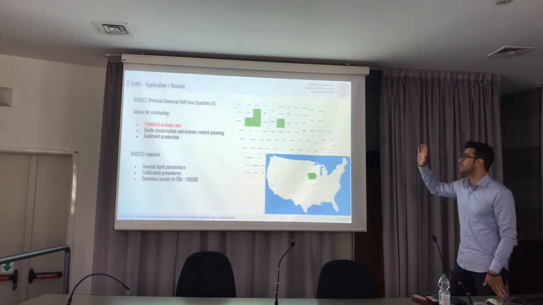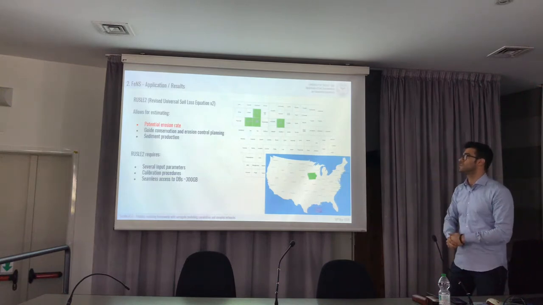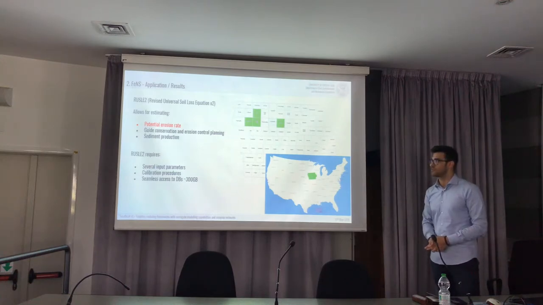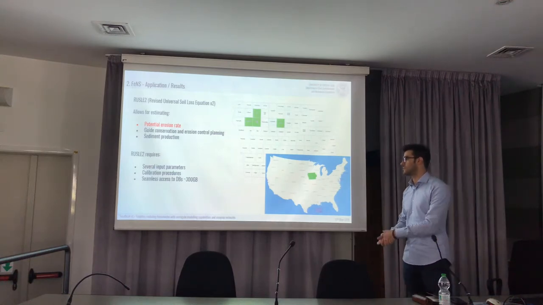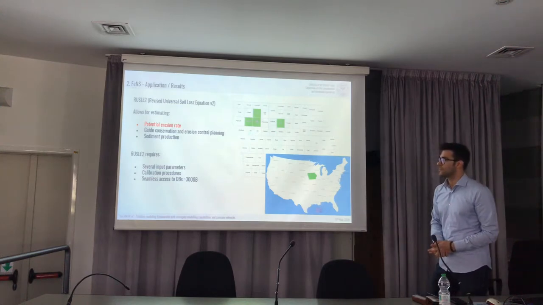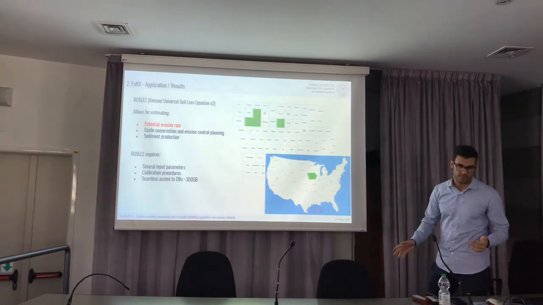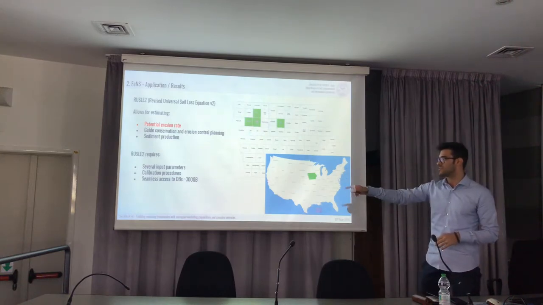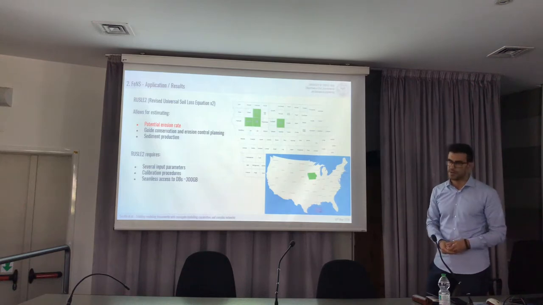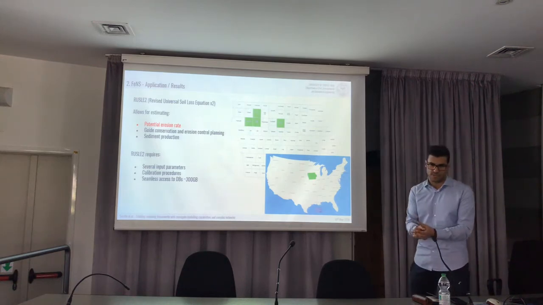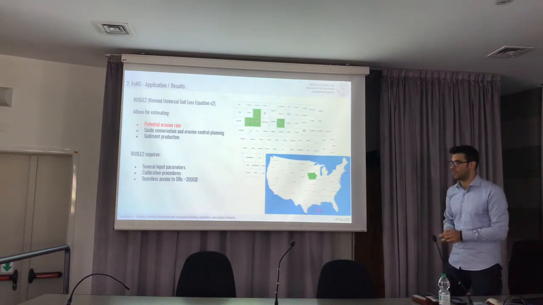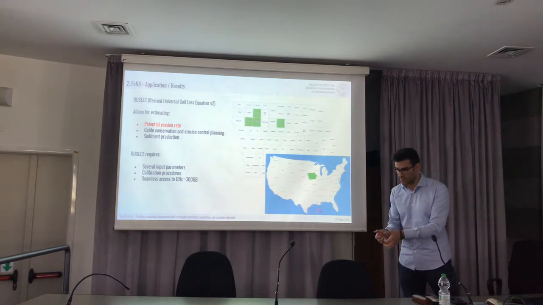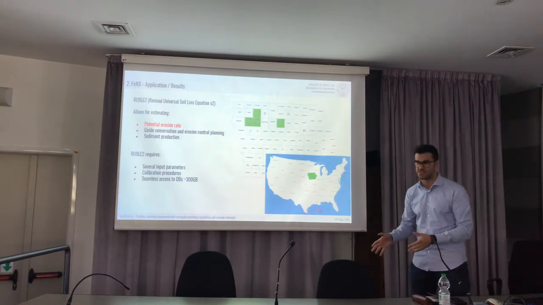So, application results. This first application is RUSLE2, the Revised Universal Soil Loss Equation. It allows for estimating potential erosion rate, soil conservation and erosion control planning, and sediment production. The problem here with RUSLE2 is the several input parameters, the calibration procedure, and the seamless access to a database of about 300 gigabytes. So we'd like to create a tool here that we can detach from the entire cloud computing system and run with quick and accurate enough results on the field if necessary.